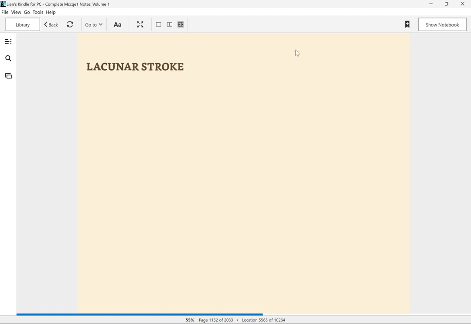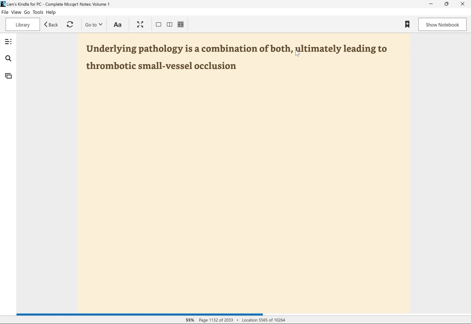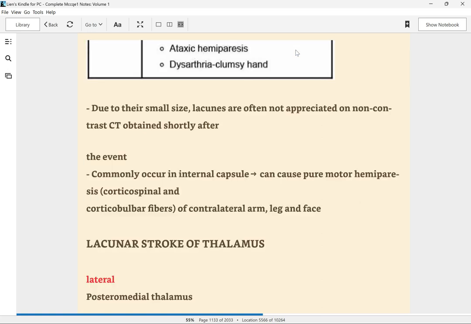Lacunar stroke. Underlying pathology is a combination of both, ultimately leading to thrombotic small vessel occlusion. Due to their small size, lacunes are often not appreciated on non-contrast CT obtained shortly after the event. They commonly occur in the internal capsule, which can cause pure motor hemiparesis, corticospinal and corticobulbar fibers, of the contralateral arm, leg, and face.